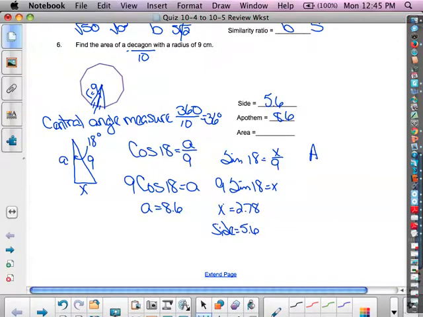Then the area is equal to 1/2 the apothem, 8.6, times the perimeter. The perimeter is a side length, 5.6, times the number of sides, which is 10. And that should give us an area of 240.8 centimeters squared.